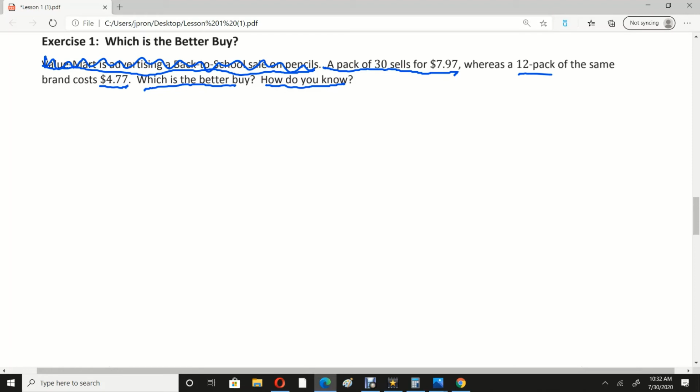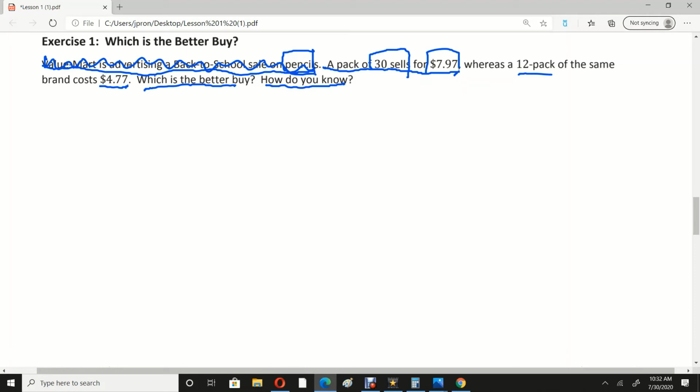All right. Just like we looked at with the last example, in this example we're going to be trying to find unit rates. In this case we're talking about pencils, so we're trying to find the unit rate, the cost per pencil. In this pack, we have 30 pencils for $7.97. So how can we find the unit cost per pencil?